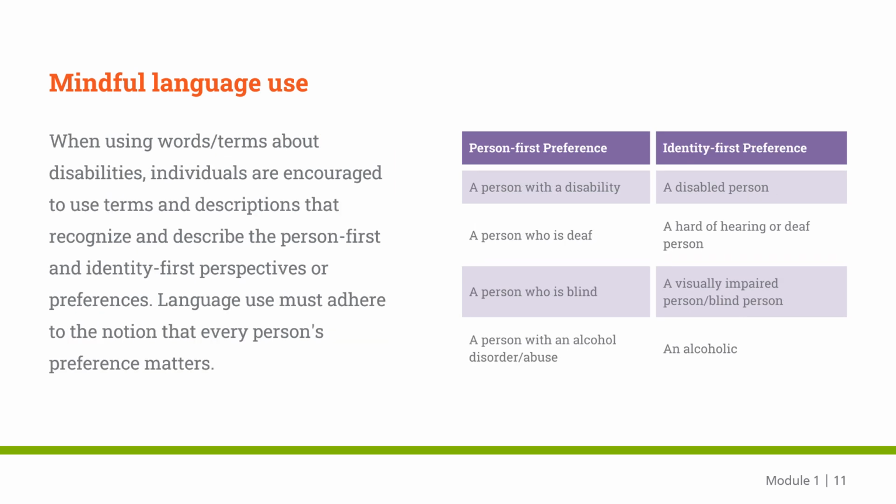When discussing disabilities, it is important to be mindful of using language that respects both person-first and identity-first perspectives or preferences. This means acknowledging and describing individuals in a way that prioritizes their humanity before their disability, while also recognizing and honoring their chosen identity-first language. It is essential to understand that each person's preference regarding language is significant and should be respected in all communications.